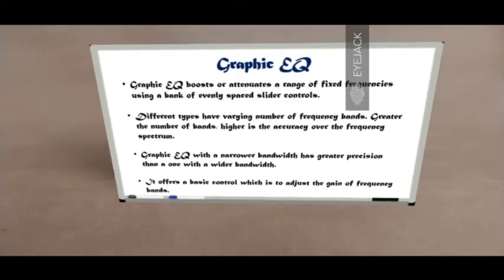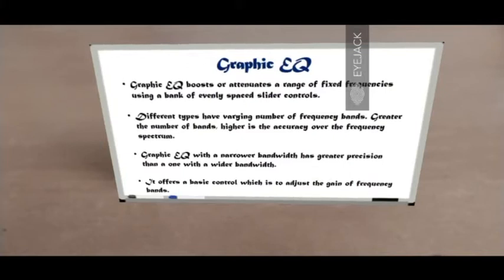Let's talk about graphic EQ. Remember, the goal of any EQ is to control which frequencies are let out and which aren't. Graphic EQ achieves this by using a bank of evenly spaced slider controls. We'll look at what a graphic EQ filter looks like in a bit. Different filters have different numbers of frequency bands, but in general, the greater the number of bands, the higher the accuracy over the frequency spectrum. With fewer frequency bands, you might have to compromise on the accuracy of boosting or attenuating a particular frequency or range of frequencies.